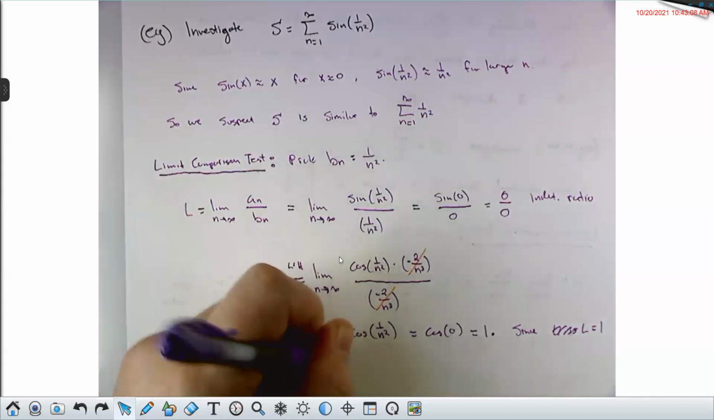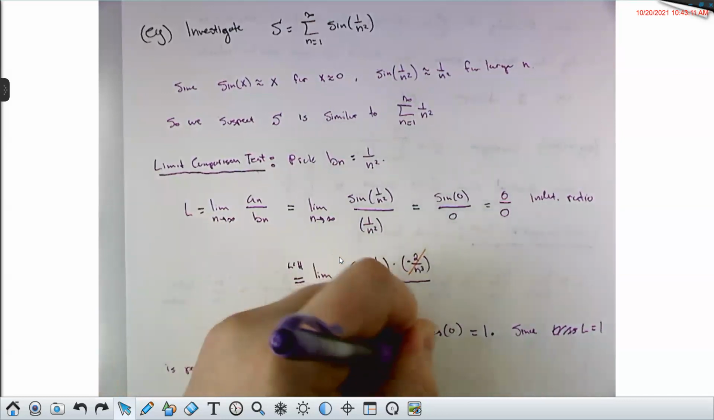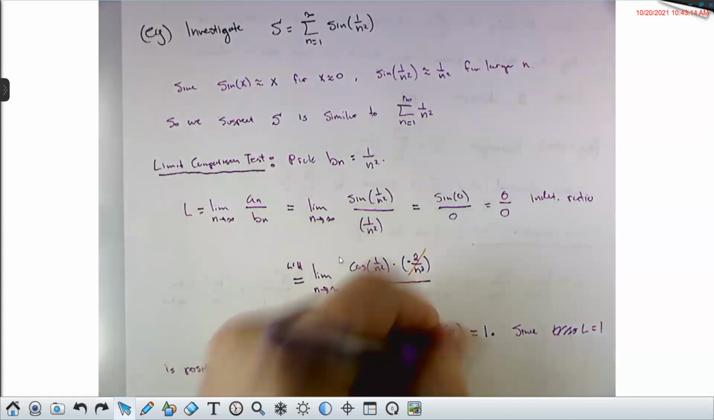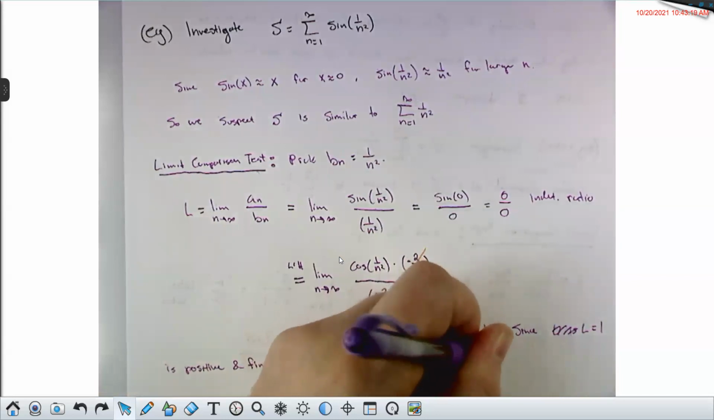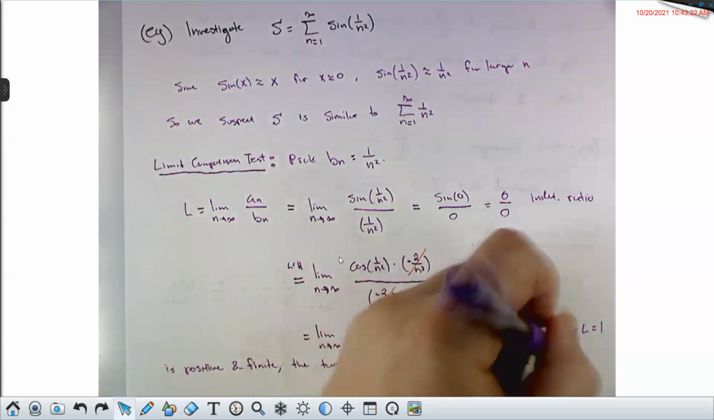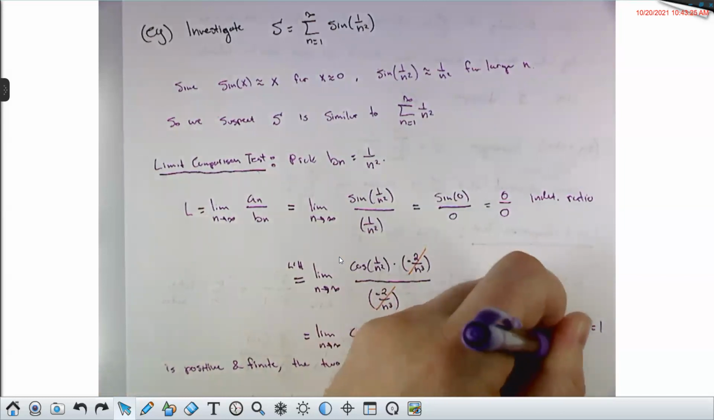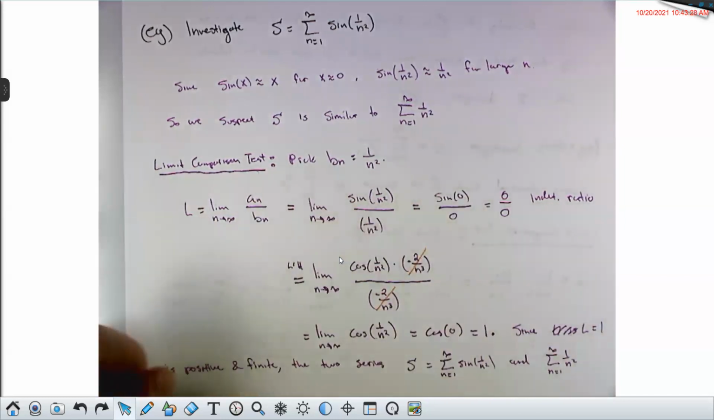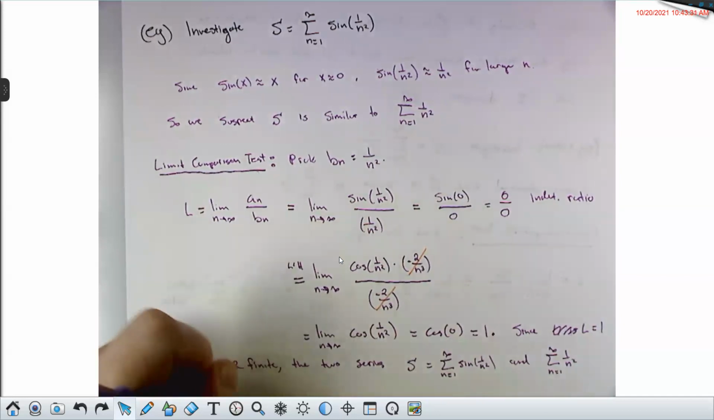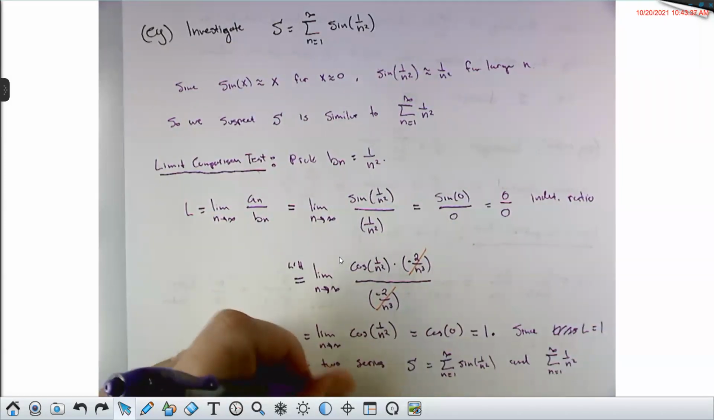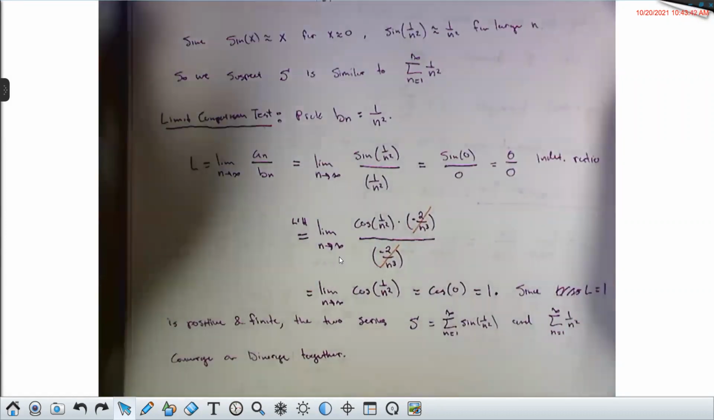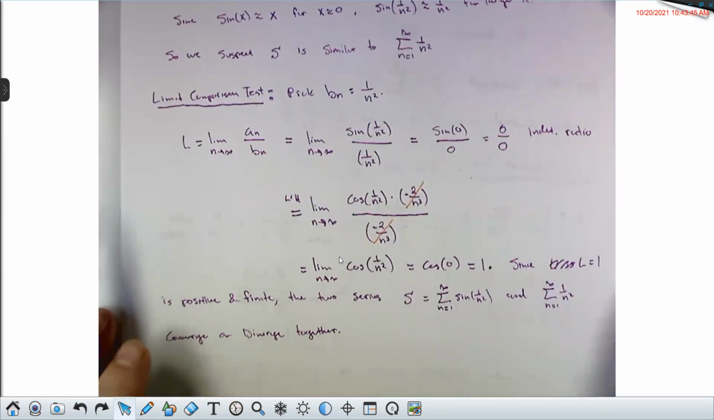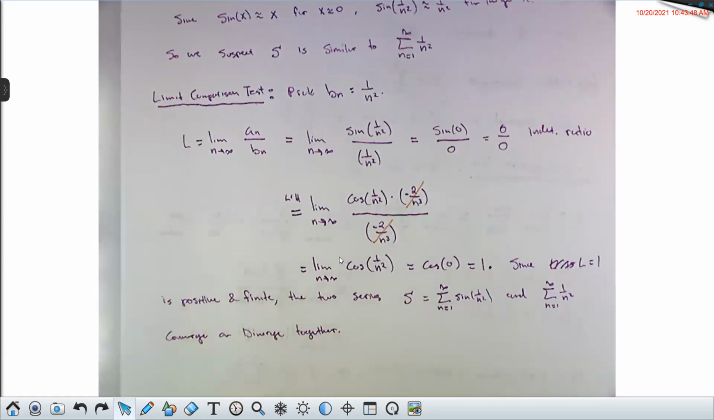the two series, S, my series, sigma n from 1 to infinity sine of 1 over n squared, and sigma n from 1 to infinity 1 over n squared, converge or diverge together. That's what the limit comparison test tells me, that these two series, the one I was asked to figure out and the one I chose to compare with, converge or diverge together.